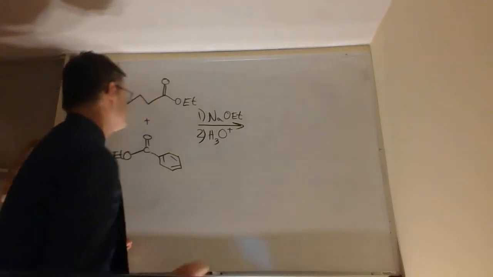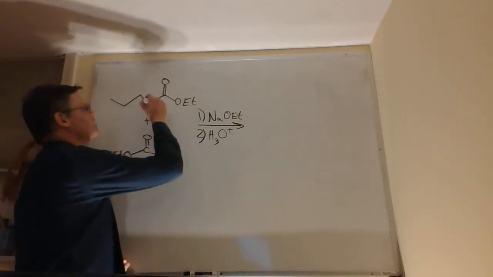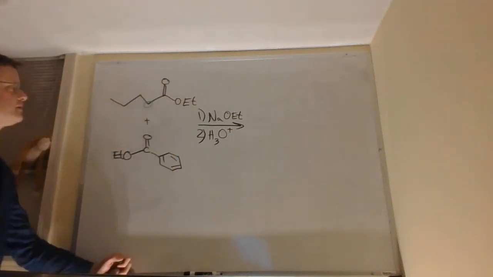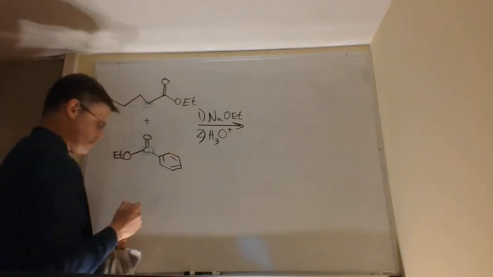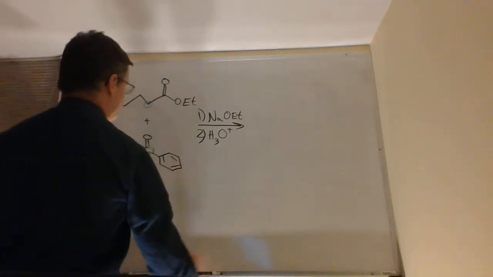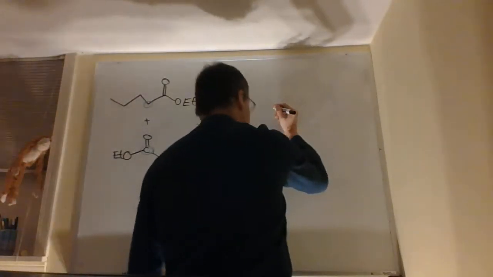So what am I going to make in this? There's the carbon that has alpha hydrogens. That's going to form a bond to this carbonyl carbon.